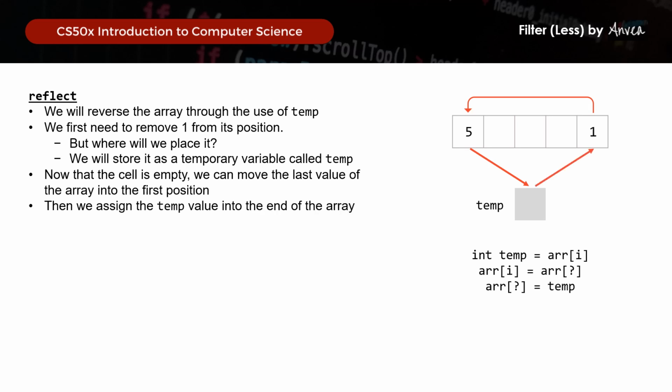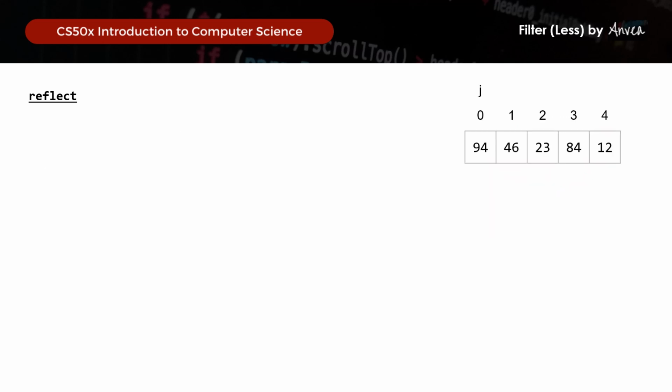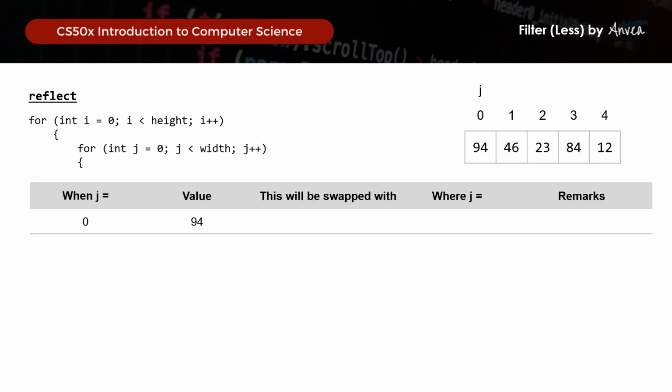Now we need to find out how to define the position of the pixel that we are swapping with. So what does this look like in code? Let's use an example where we need to reverse this array. As we look through this 2D array, you can see that when j equals 0, the value is 94, and we will swap this with 12 where j equals 4.